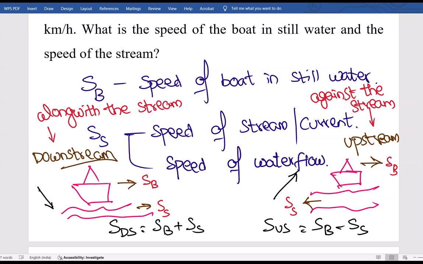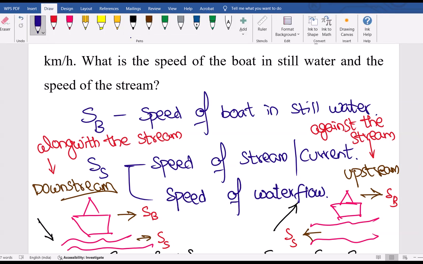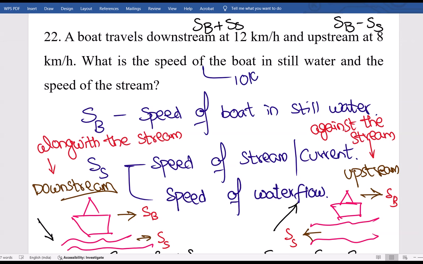Now in the question, plus and minus is already given. This is SB plus SS. This is SB minus SS. Because downstream means SB plus SS, upstream means SB minus SS. We have to calculate SB and SS. Adding those and dividing by 2 will give SB, which is 10 kilometers per hour. Subtracting those and dividing by 2 will give SS, 2 kilometers per hour.